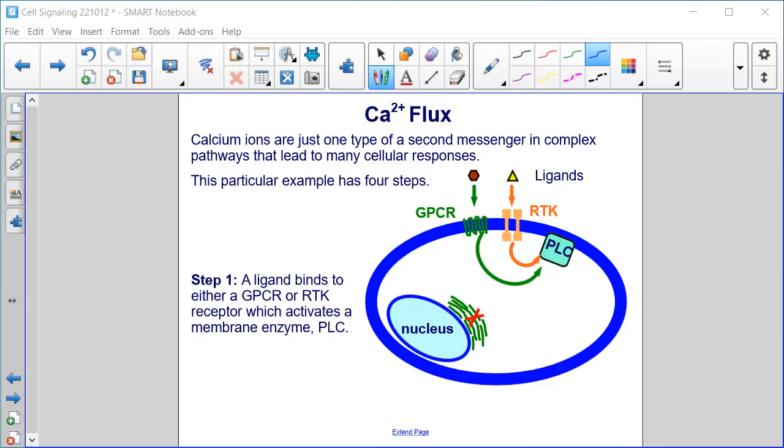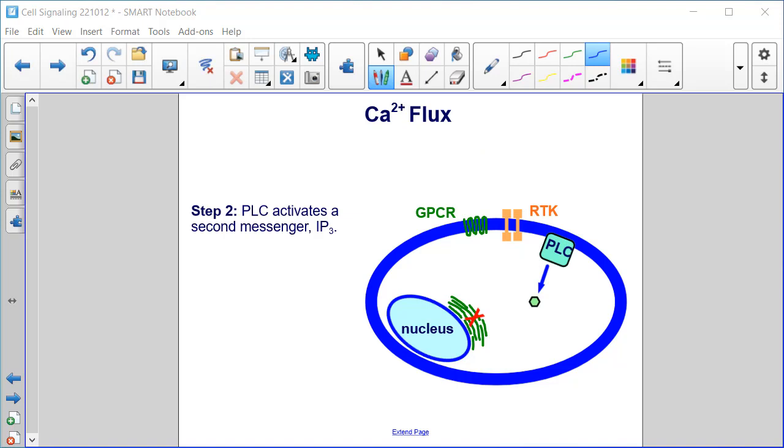Calcium ions are just one type of second messenger in complex pathways that lead to many cellular responses. This particular example has 4 steps. Step 1, a ligand binds to either a GPCR or RTK receptor, which activates a membrane enzyme, PLC. So either the ligand binds to GPCR or RTK, activating this membrane enzyme, PLC.